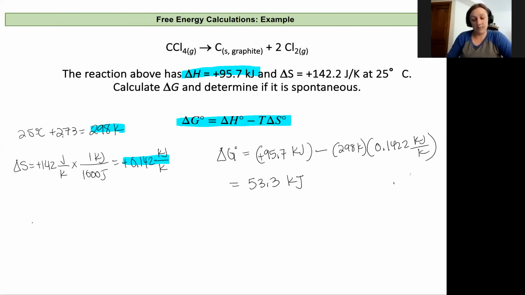So is this spontaneous or is this not? I'm looking at a Gibbs free energy value that is positive. So if that free energy is greater than 0, I do not have a spontaneous reaction. So, not spontaneous.